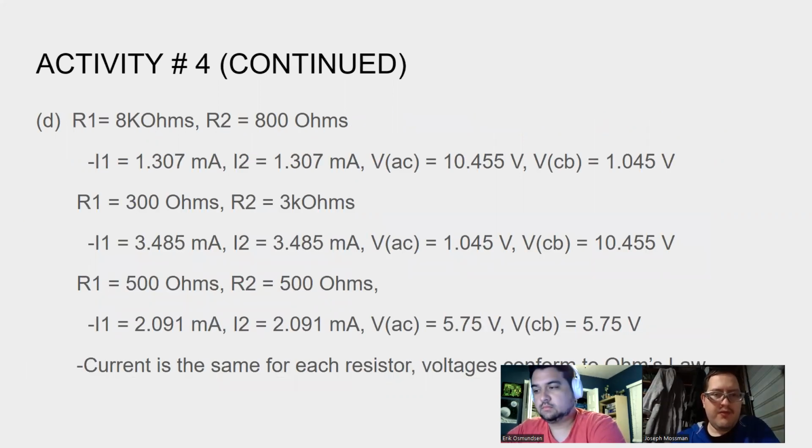And with D, we use the same values for A, B, and C and determine I1, I2, VAC, and VCB. Now, for each of these examples, current is identical for each resistor, which is in accordance with Ohm's law.